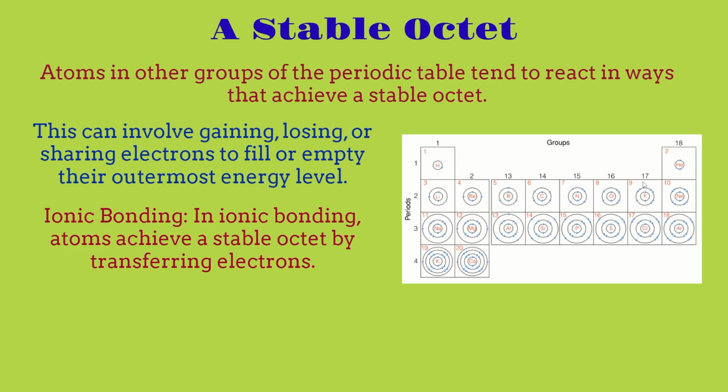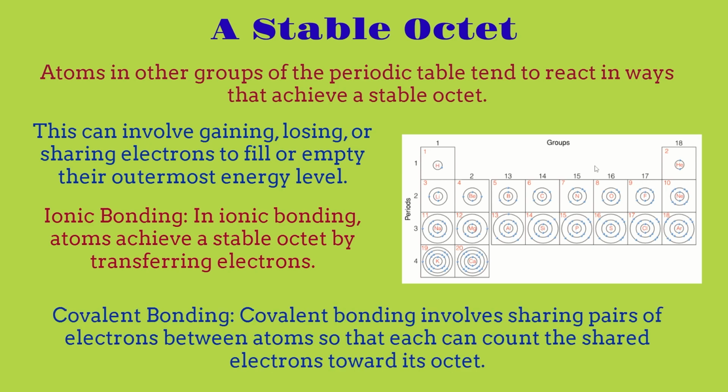That is the way of ionic bonding, where they transfer electrons. The next one we have is covalent bonding, otherwise known as molecular compounds. Covalent bonding involves sharing pairs of electrons between atoms so that each can count the shared electrons towards its octet. For example, we can take O2. Oxygen on the outer shell has 6 valence electrons, so sometimes 2 oxygen atoms combine together and share 2 of the electrons. Since they share 2, both of them end up having 8 valence electrons on the outside. So this is how atoms are able to achieve a stable octet, usually through ionic bonding and also through covalent bonding.